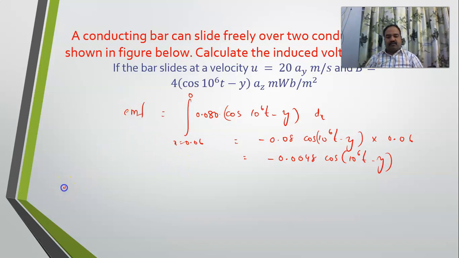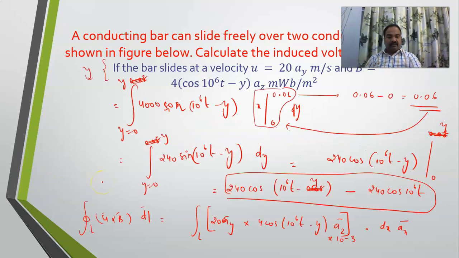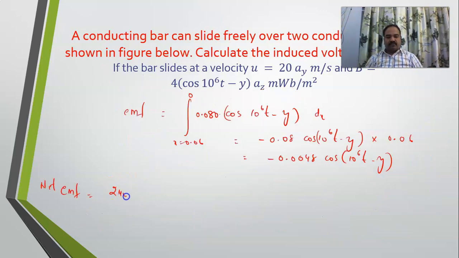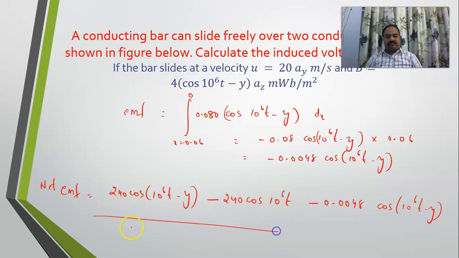So if I join these two, the net EMF is the earlier expression I got, 240 cos 10 power 60 minus y, minus 240 cos 10 power 60, and this is also to be added. This is my net EMF. If you see, when compared to this one, this is also of a similar form, but it is very, very minute. So if you want, you can neglect this one and take the first one as the total EMF.